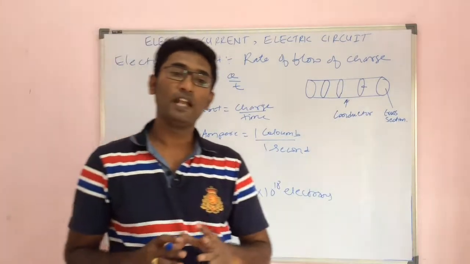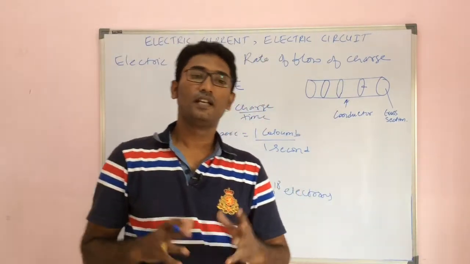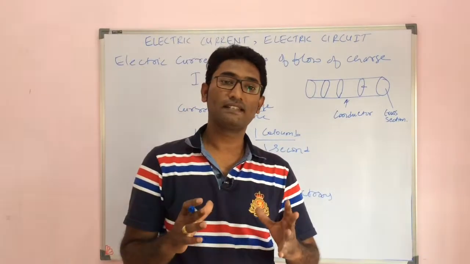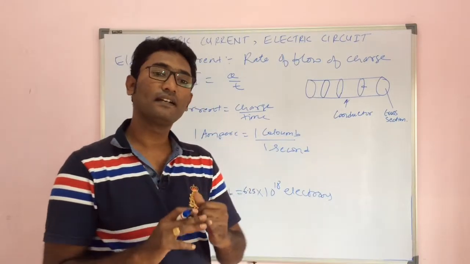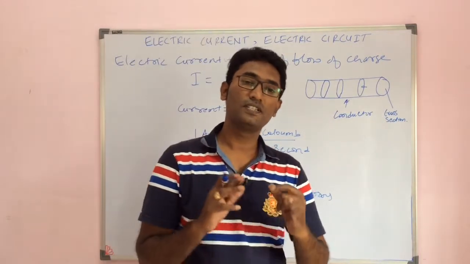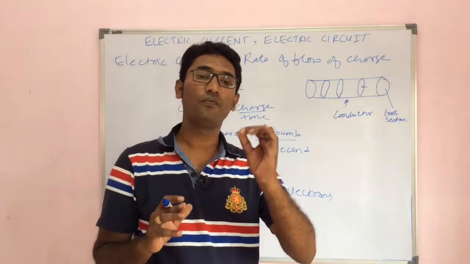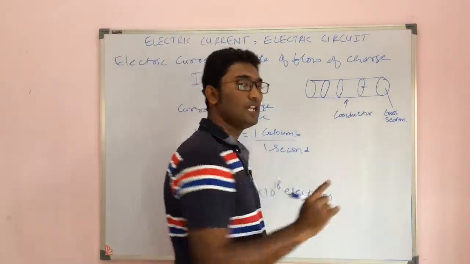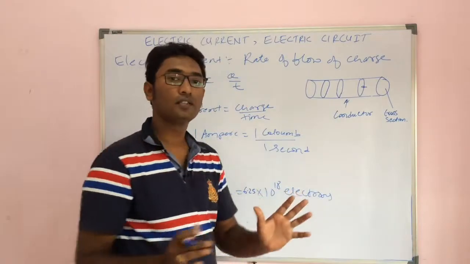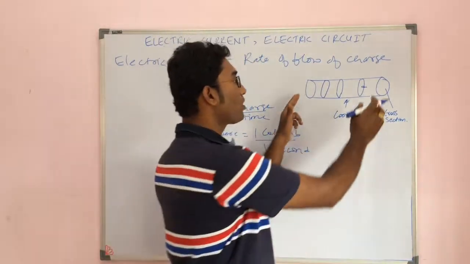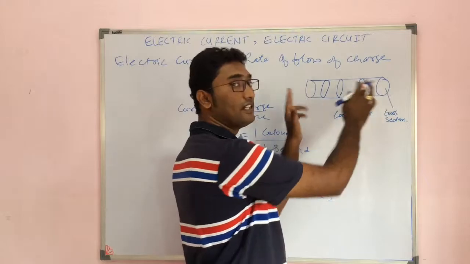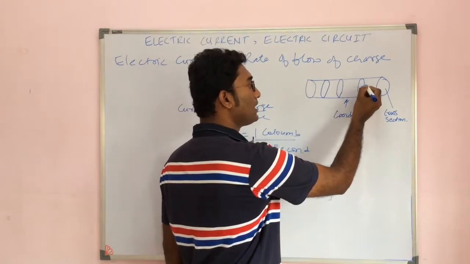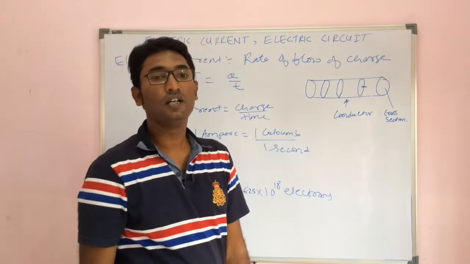Now there are many physical quantities in physics called rate quantities. Electric current is also a rate quantity which tells us the rate of flow of charge. So how many charges will pass through a cross section in 1 second. It is not how many electrons pass from this end to this end. Electric current is how many coulombs pass through a cross section of a conductor.